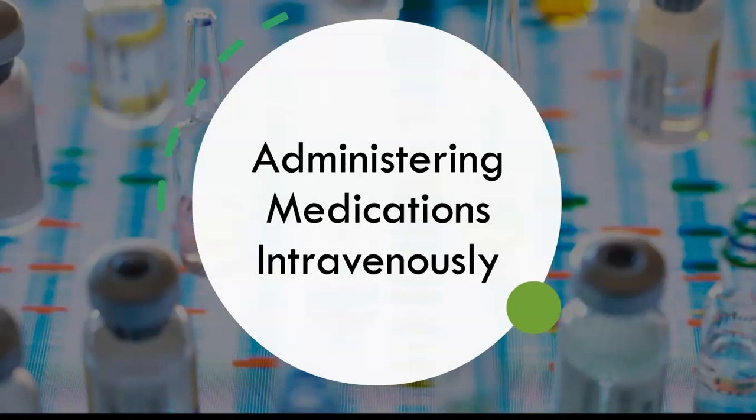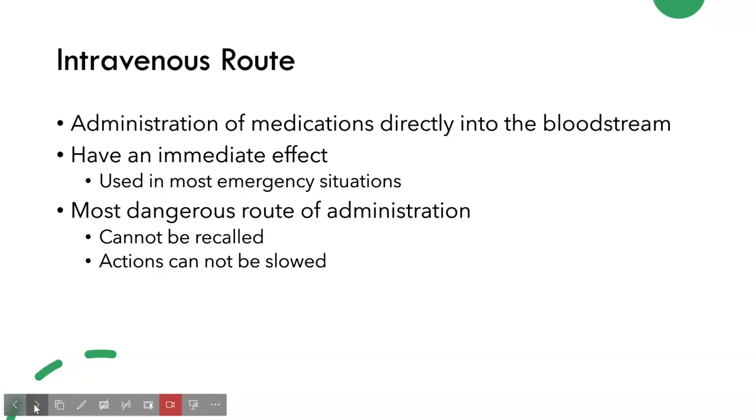Today we're going to be talking about administering medications intravenously. So it's important to remember that the intravenous route is one of the most dangerous, or is the most dangerous way to give medications. This is giving medications directly into the bloodstream. So it has an almost immediate effect. It's often used in most emergency situations just because it has that immediate effect. And again, it is the most dangerous route of administration because it cannot be recalled and actions cannot be slowed.